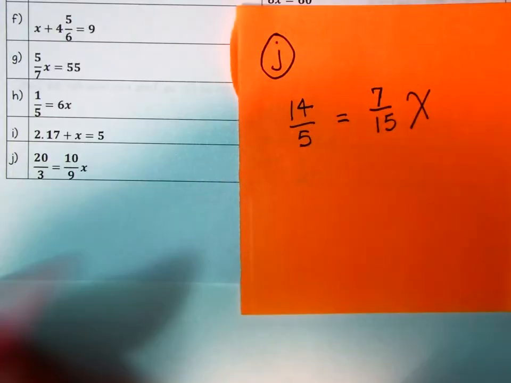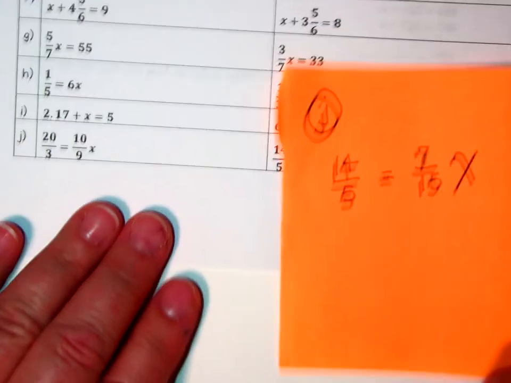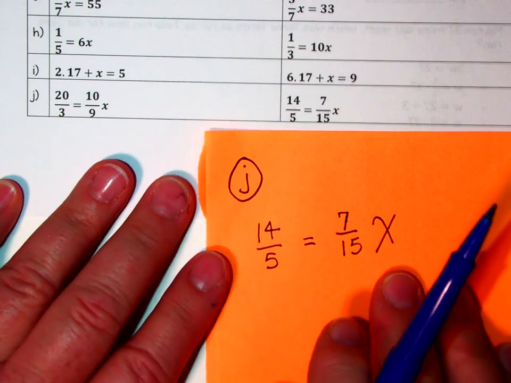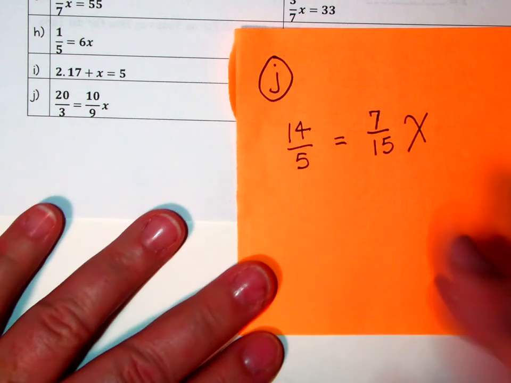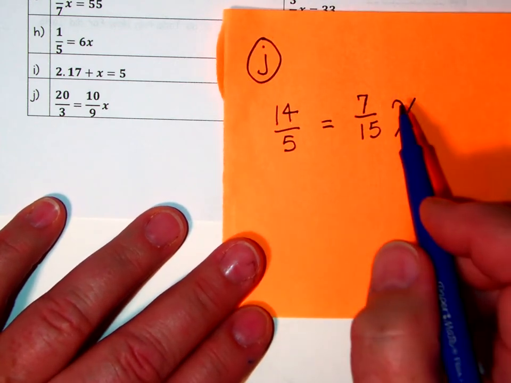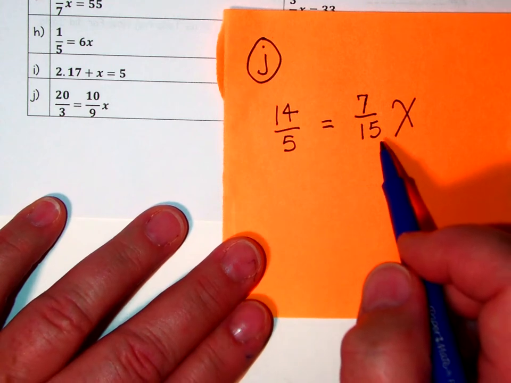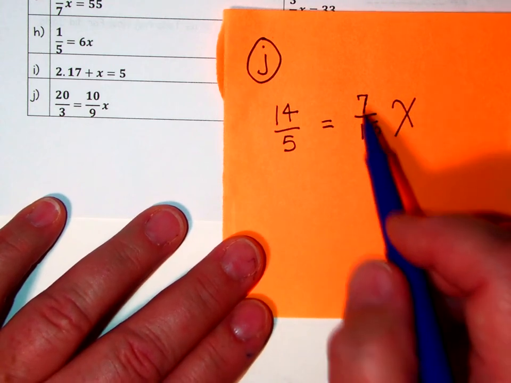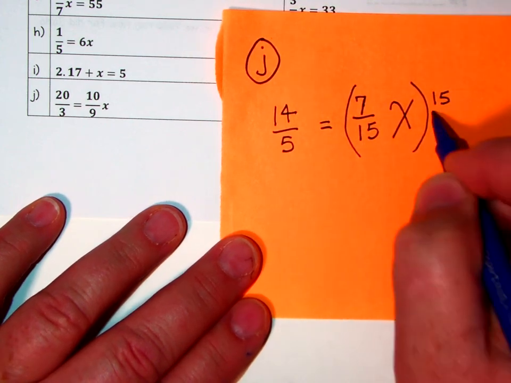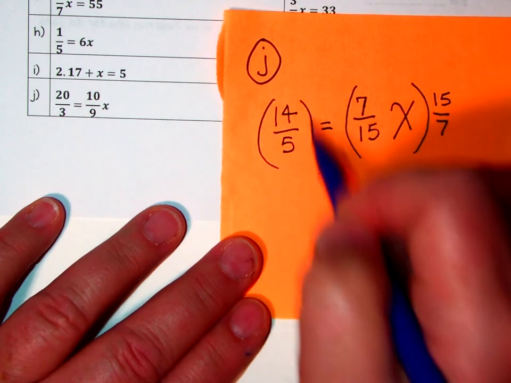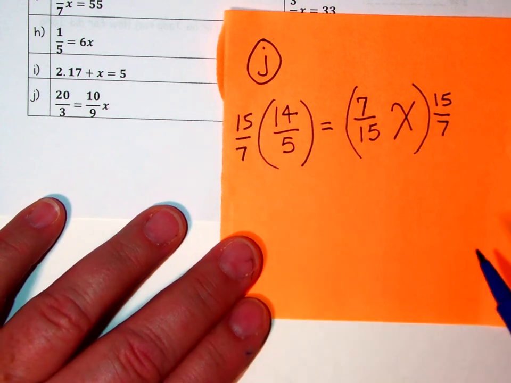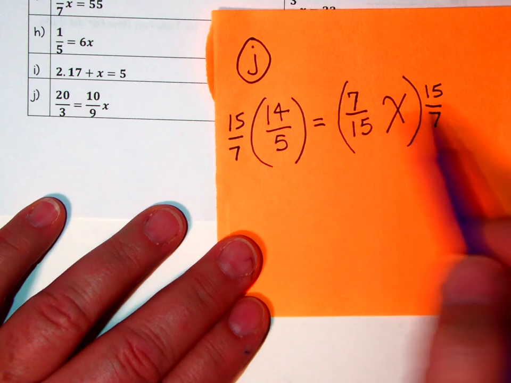All right, go ahead and do problem J. I will do mine. Submit your answer, and then we'll compare. All right, here we go. This is another one of those where I don't have 1x. I have 7/15 of x, and I want 1x. So to get 1x, I'm going to have to multiply this by the reciprocal of 7/15, which is going to be 15/7. And then I need to multiply the left side also by 15/7, because I want to keep my equation balanced and true.